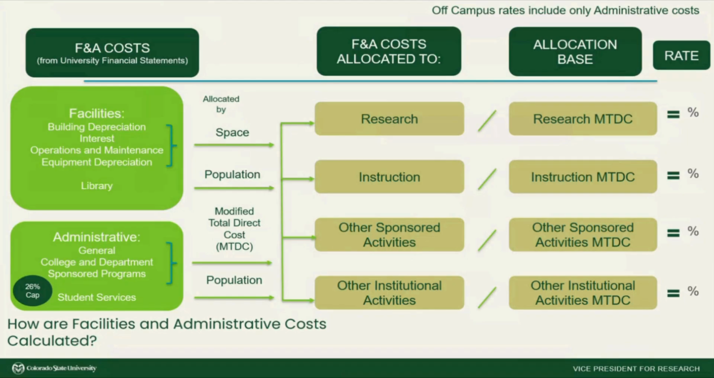It's a quiz. I haven't done this in a while. So equipment, the cost of, and correct me where I go wrong, Shannon, the cost of sub-recipients over $25,000, student aid, scholarships and fellowships. What else is not in MTDC?